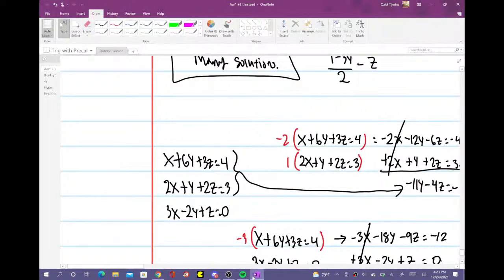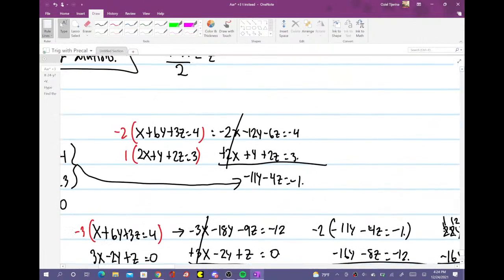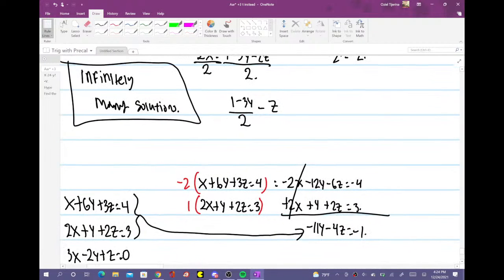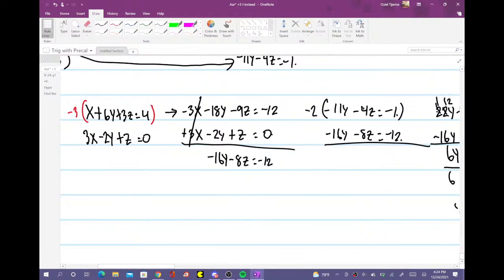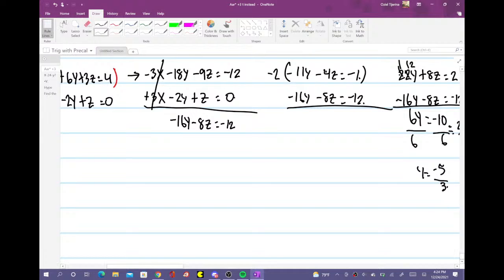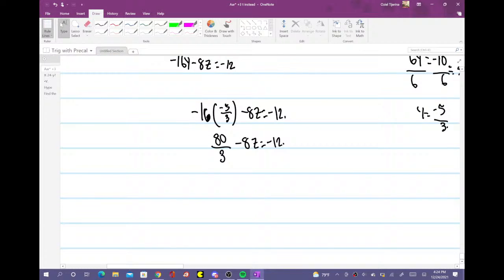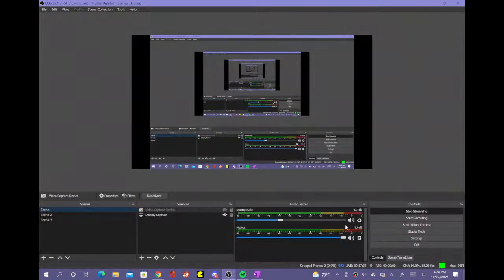And then we can do this one. So negative 16 times negative 5/3 minus 8z equals negative 12. So we have 16 times 5 is 80, and then divided by 3, minus 8z equals negative 12. 80 divided by 3, how much is that? Well, it's just 80 divided by 3. But we can subtract. So this is like saying 36 over 3 minus 80 over 3, which, give me a second, you guys.